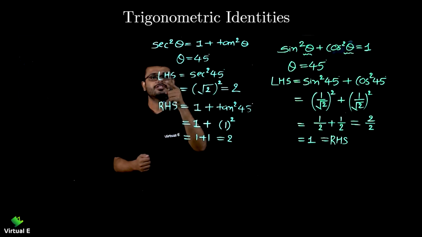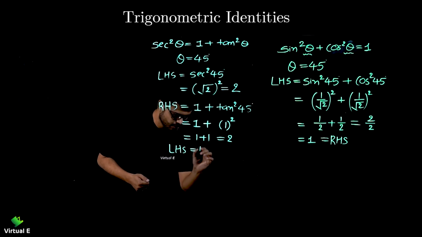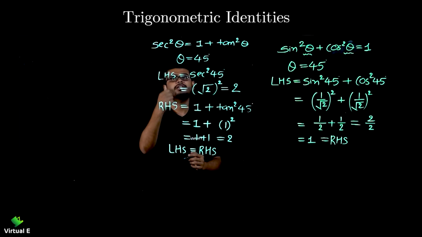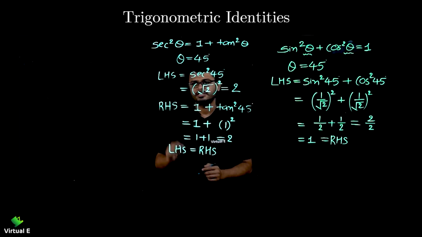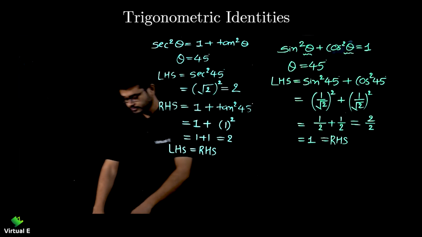So can I write LHS is equal to RHS? LHS is equal to RHS. Done? Simple, verified. So the relation is sec square theta is equal to 1 plus tan square theta. So this is our second identity. Let's discuss the third one.